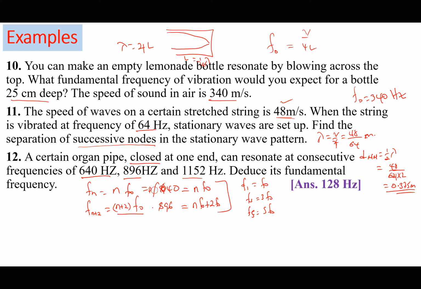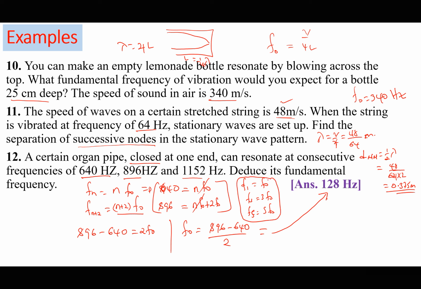So I have now these two equations, and I'm going to subtract them. So I have 896 minus 640 being equal to, when I subtract, this cancels out, so I remain with twice F naught. So it means F naught is going to be equal to 896 minus 640 divided by 2, which I think gives us that. Or I could use another pair, but remember they just differ by 2. N differs by 2, since only odd numbers are available if the pipe is closed.